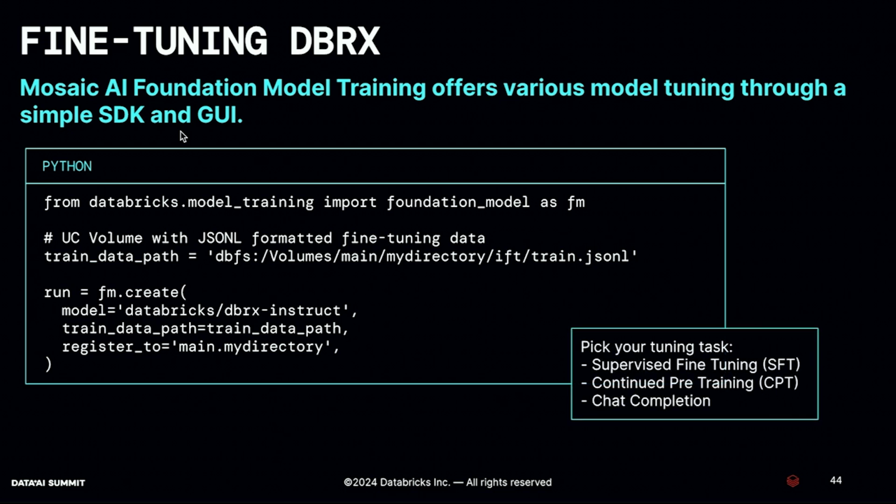You can do supervised fine-tuning, which trains DBRX on structured prompt and response data. You can do continued pre-training, which trains DBRX with additional text data, and you can use this to add new knowledge to DBRX or focus it on a specific domain. Or you can also fine-tune it for chat completion. Those are user-assistant query and response chains. You can use all of that to fine-tune DBRX.